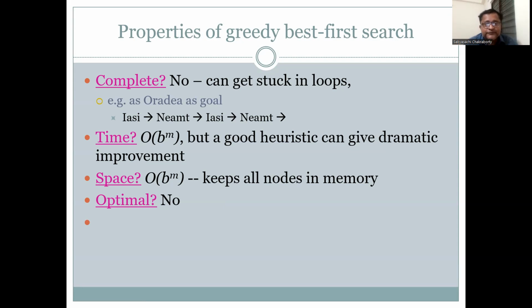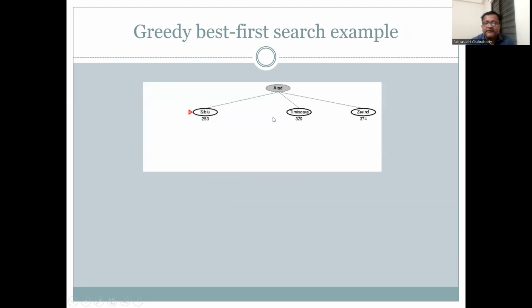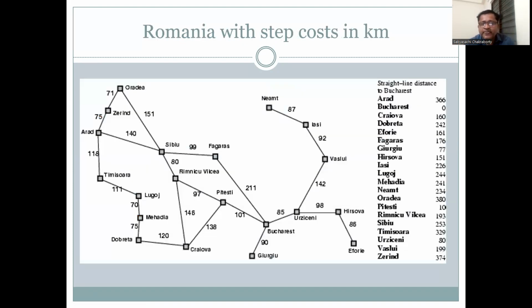This can get stuck in loops. Why? Suppose, for example, Oradea is the goal. We will oscillate between Iasi and Neamt infinitely. Just see the figure, it will be clear.